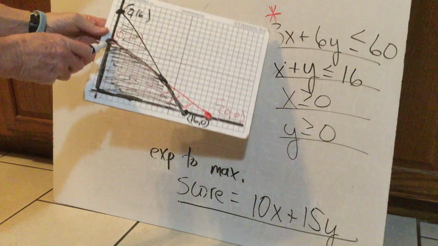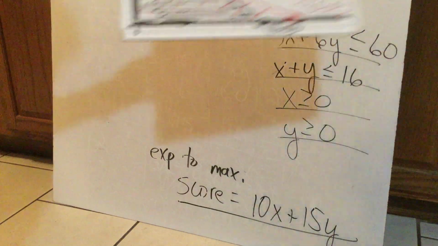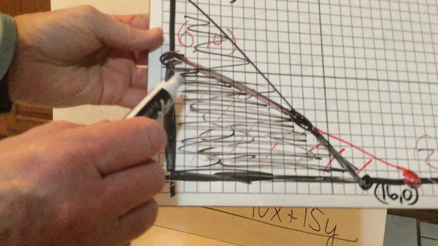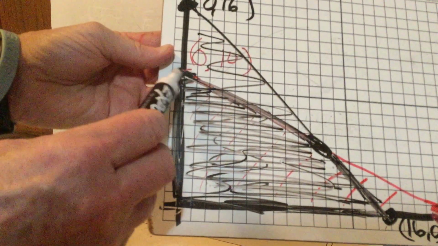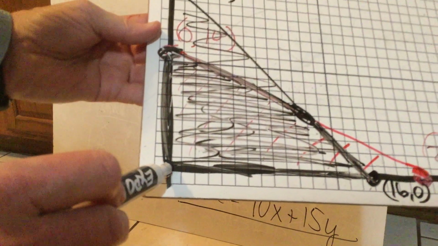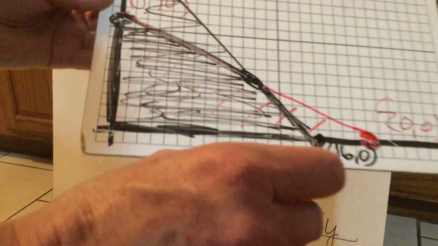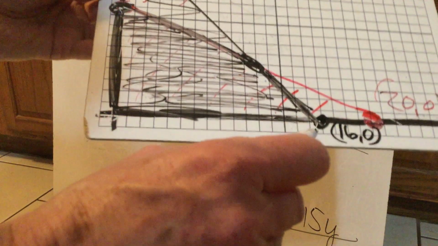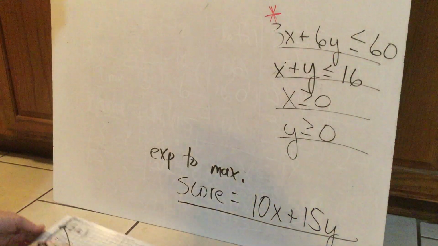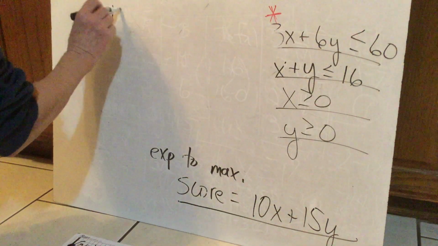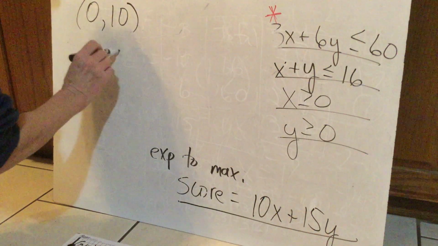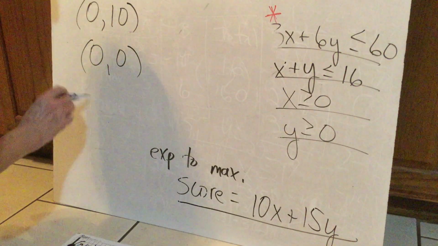So I know that this point right here, I'm sorry, this is hard to do. This point right here is 0, 10. And this point right here is, of course, 0, 0. And this point right here is 16, 0. I had those from my original picture labeled. So I'm going to write those down. I have 0, 10, 0, 0, and 16, 0.